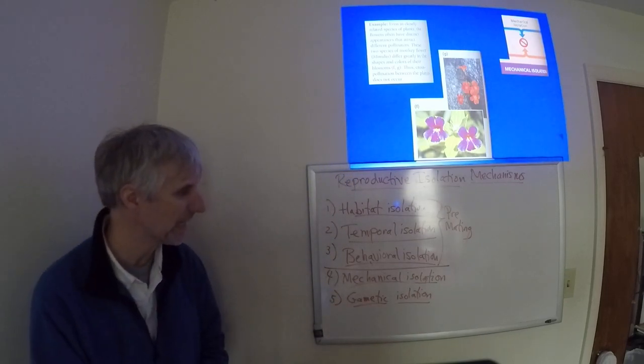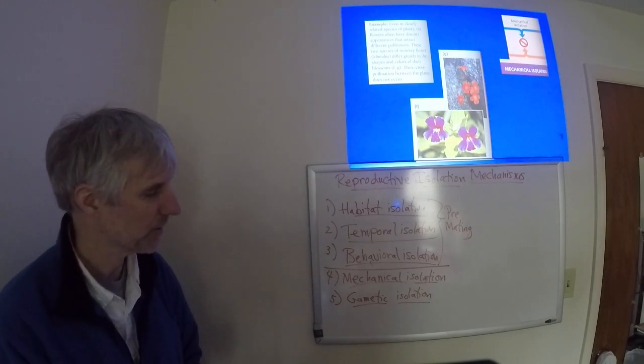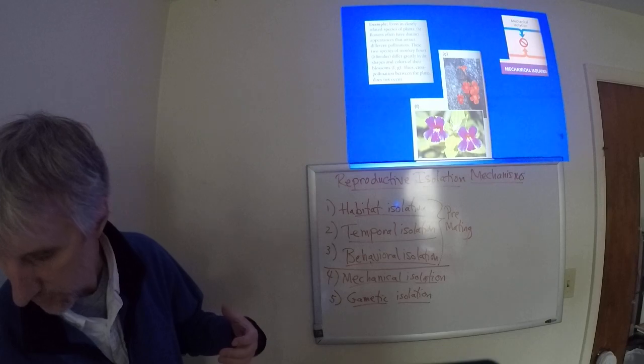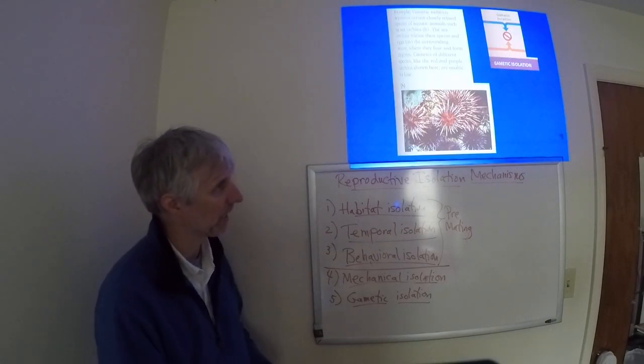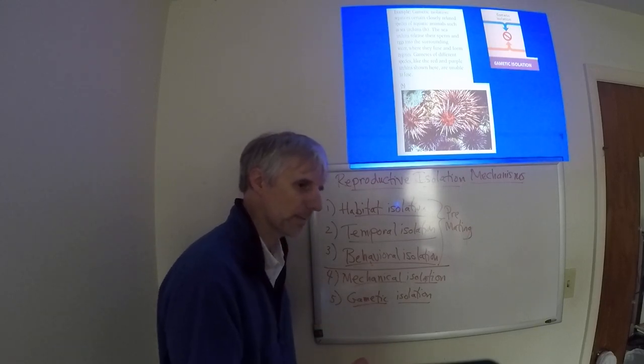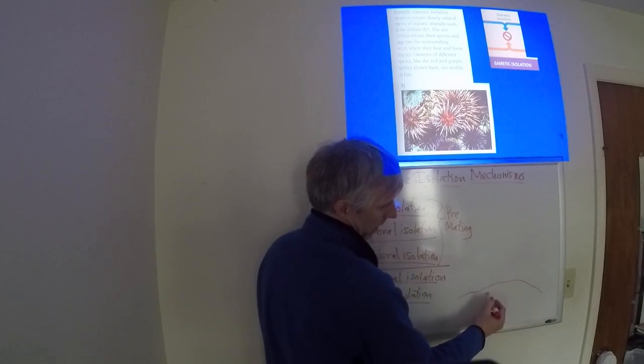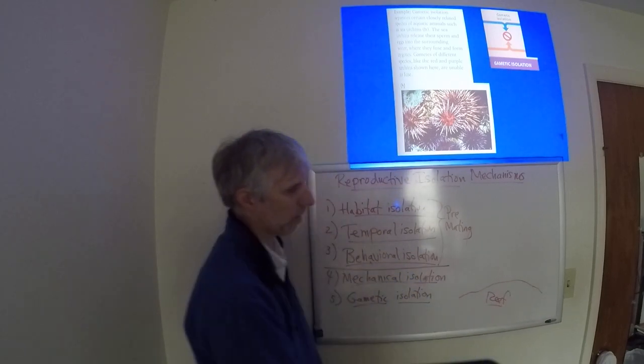All right, gametic isolation. In gametic isolation, we've got individuals all producing gametes together at the same time. So to talk about this one, let's move to the ocean, and let's make this a coral reef in the ocean.